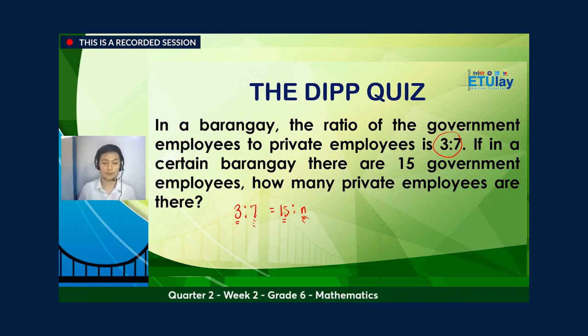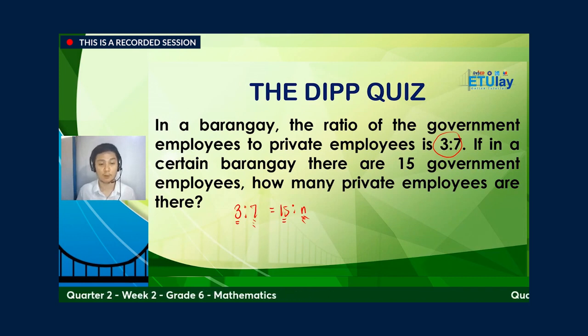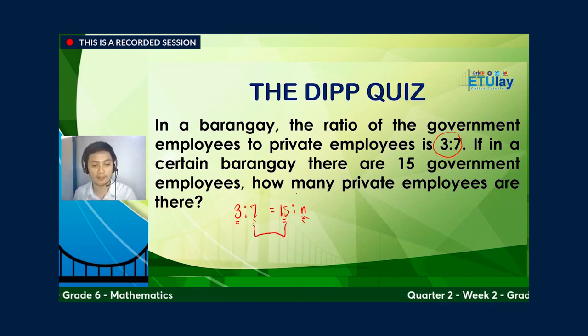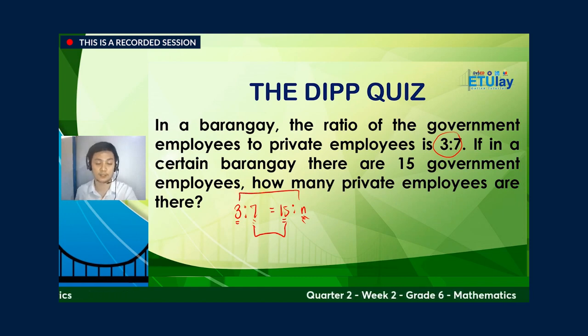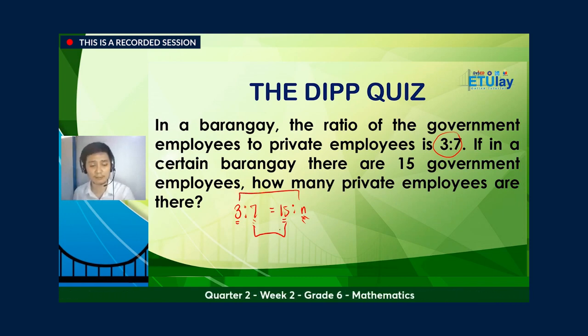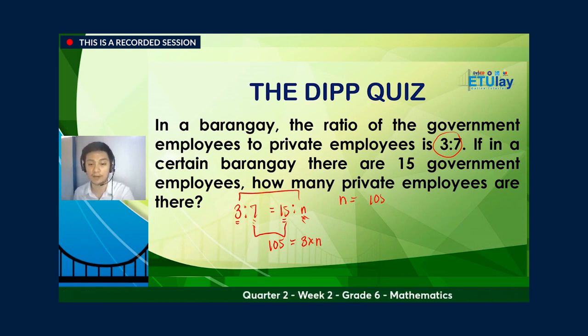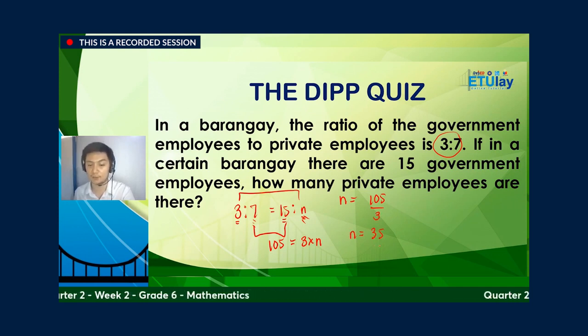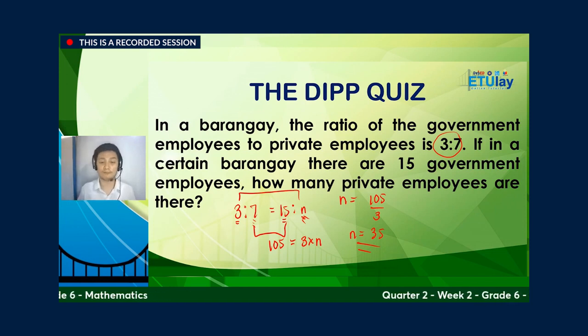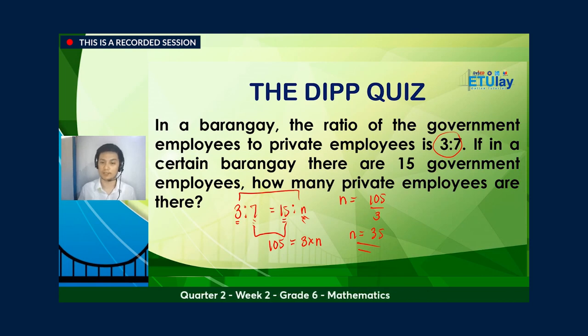Okay? So, to solve for the missing term here in this proportion, again, let's set up our equation. Products of the means and extremes are equal. So, 7 times 15, yan ay 105. At dapat maging equal yan sa 3 times n. And ang n ay dapat naman maging equal sa quotient when you divide 105 by 3. And this is exactly 35. So, ibig sabihin lang yan, dapat ay merong 35 private employees dahil nga merong 15 government employees. And they will follow the ratio 3 is to 7.